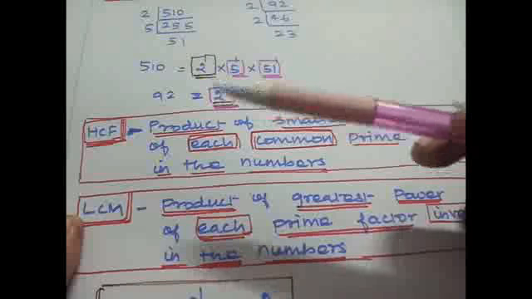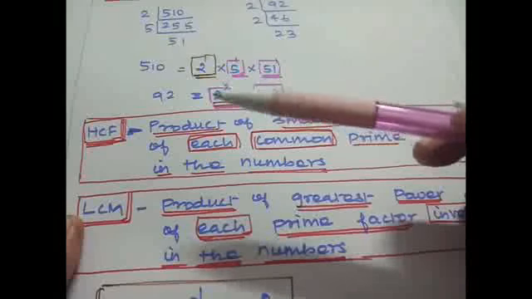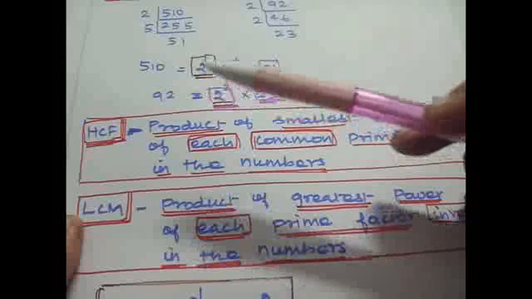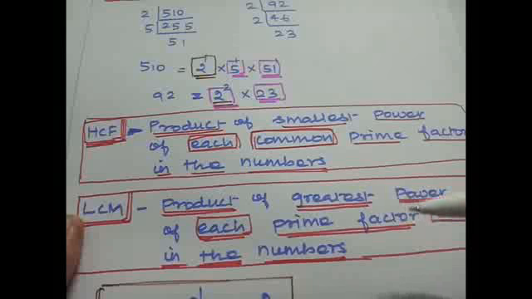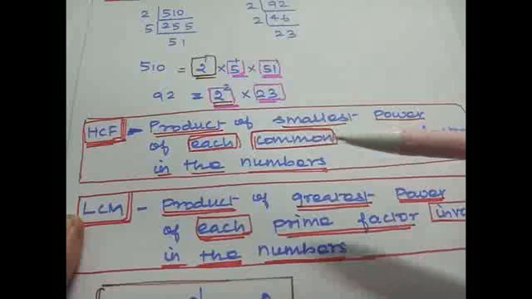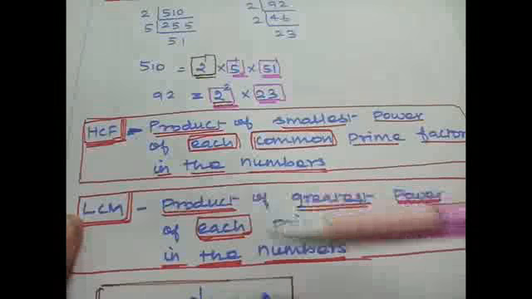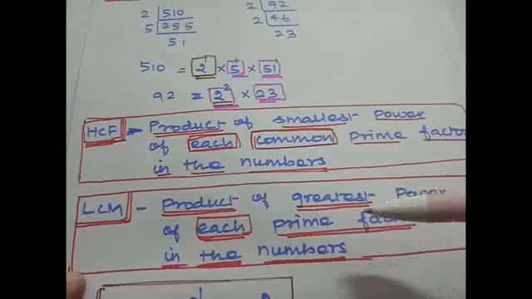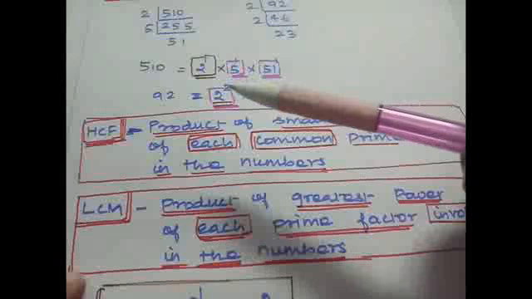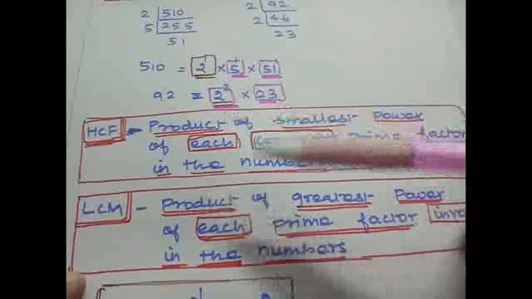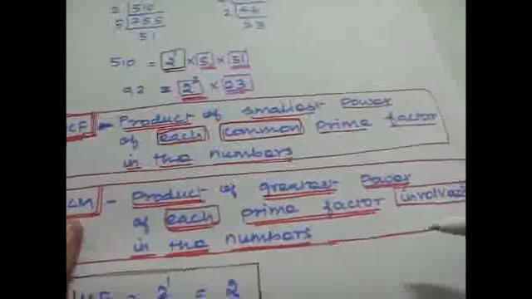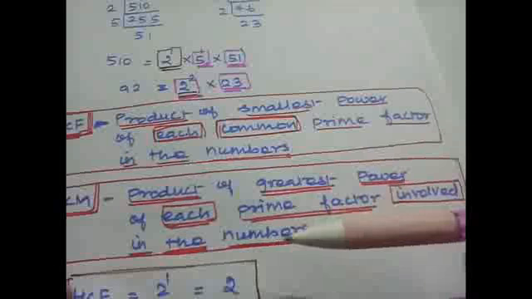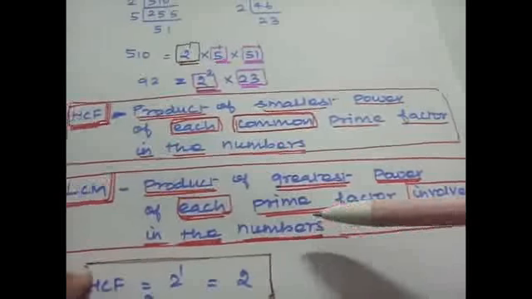For common prime factors in HCF, I have to take the smallest power. Then LCM means the product of the greatest power. Instead of the smallest power, in LCM I have to take the greatest power. Greatest means the greatest power of each prime factor involved in the number.